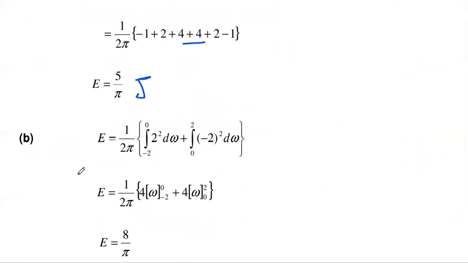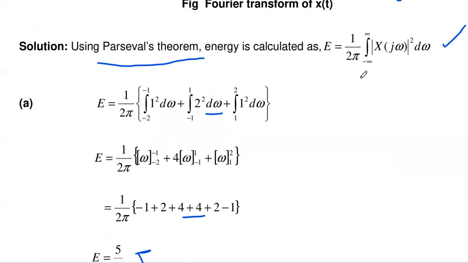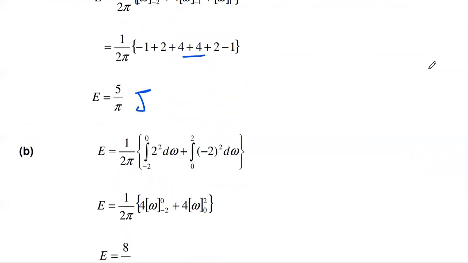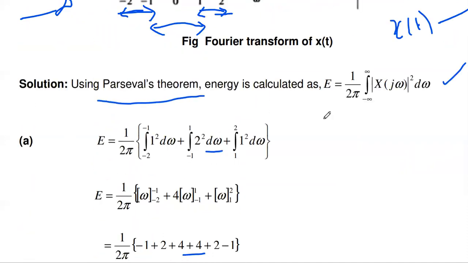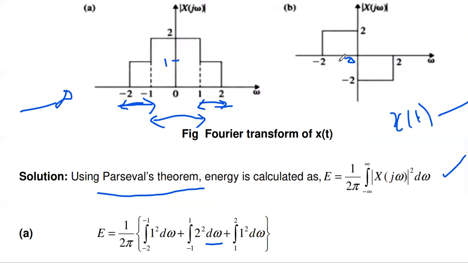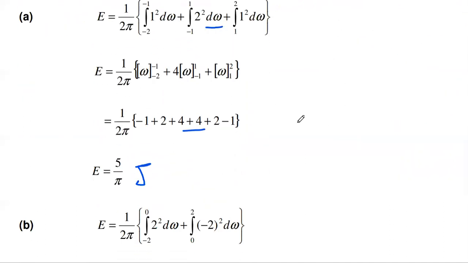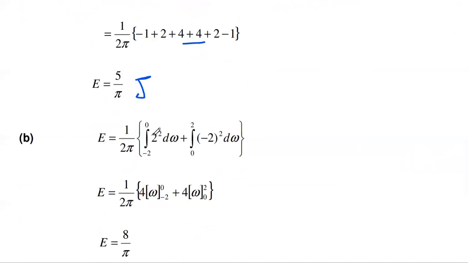So similarly, we write the energy formula. What is the energy formula? 1 by 2 pi, integration over -infinity to infinity of modulus of X of j omega the whole squared into d omega. We split the integration. First, the integration -2 to 0, where the amplitude is 2: 2 squared d omega, plus integration 0 to 2, where the amplitude is -2: -2 the whole squared into d omega.